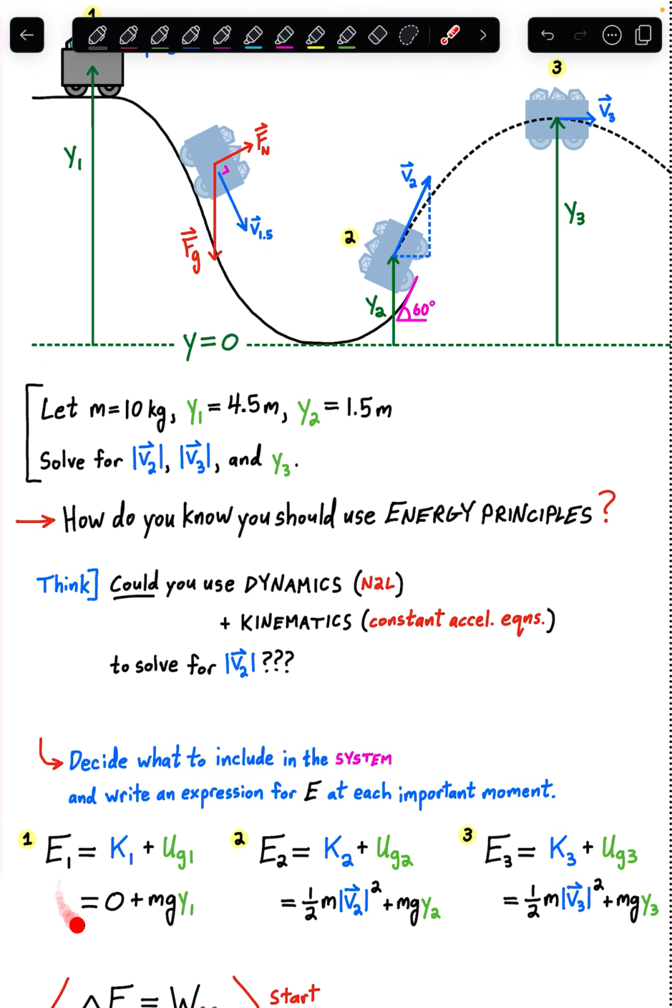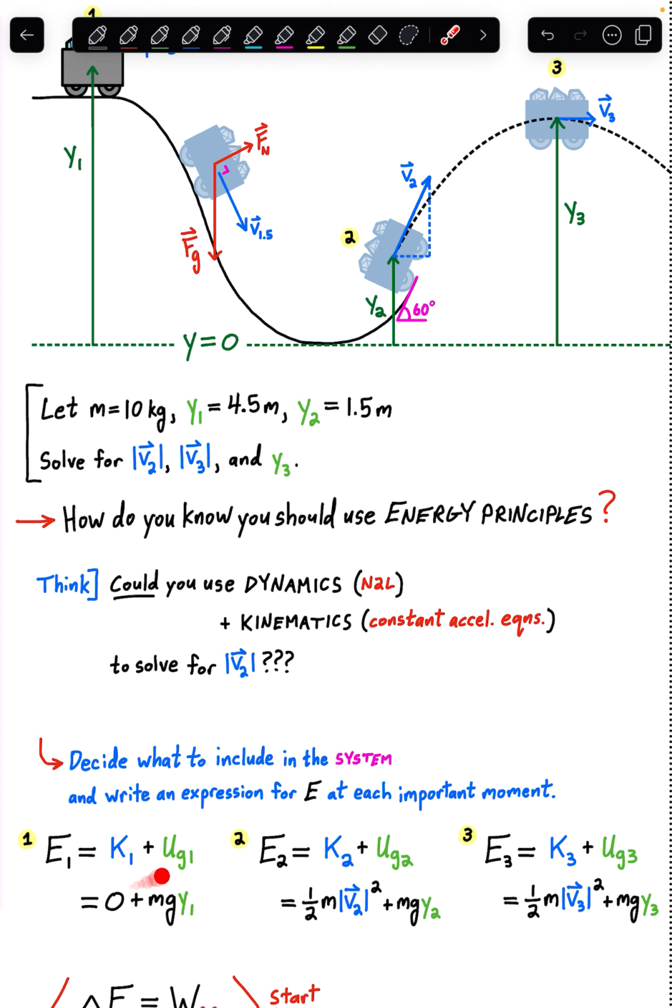So here at moment 1, we have no kinetic because we're starting at rest, but we do have gravitational potential because we are not at the reference point. We're at a height above it, y1. At moment 2, we are moving, so we have kinetic energy, and we are above the reference point, so we have gravitational potential. Same thing at moment 3 here. We are moving, so we have kinetic energy, and we have gravitational potential because we are above the reference point.